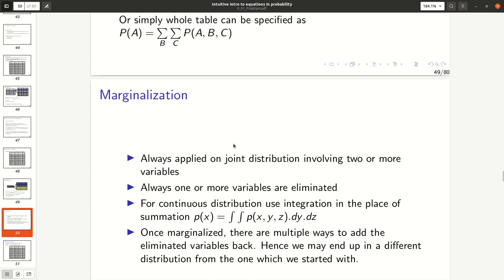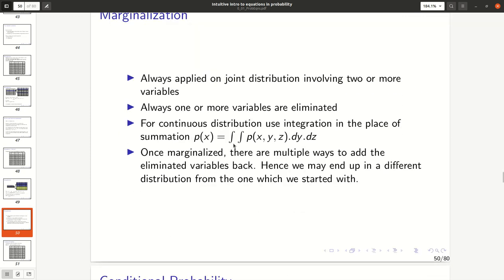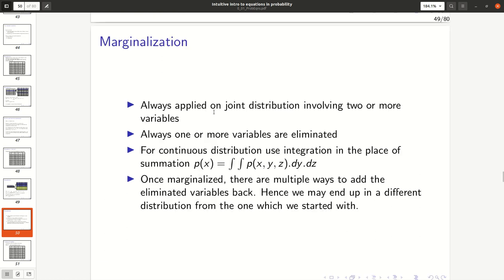So at the end, let us summarize what we have learned about marginalization. Marginalization is always applied on a joint distribution involving two or more variables. If there is only one variable, when we sum it up, the result will always be 1, because that is the condition with which we started the probability distribution.